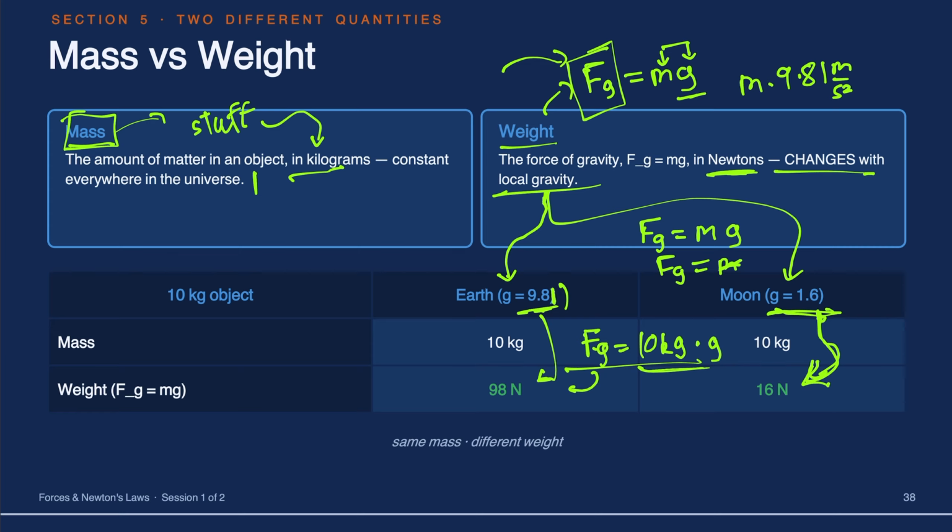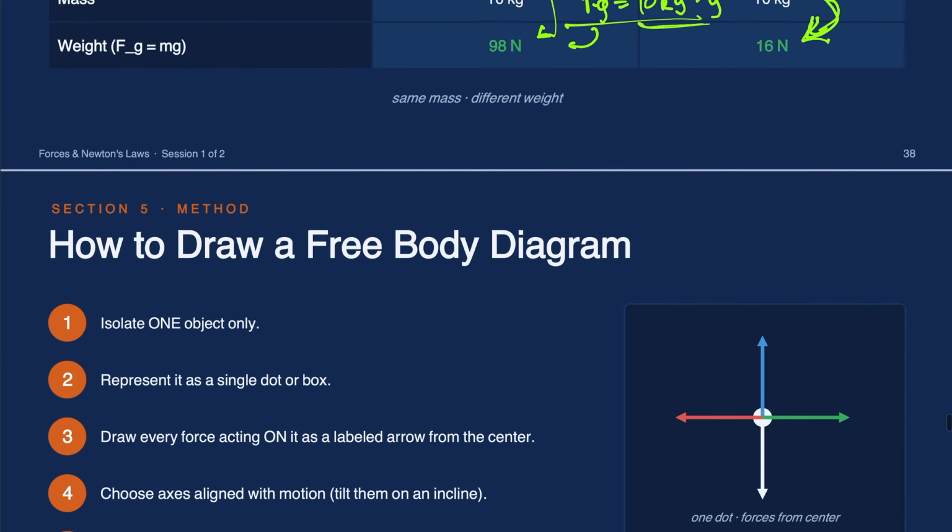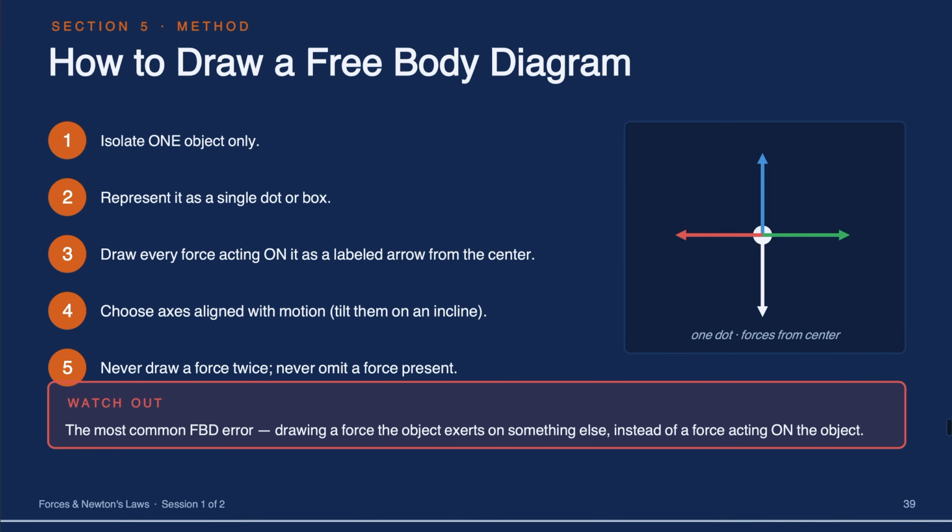So now let's move on to free body diagrams. Let's go over how to draw a free body diagram. Free body diagrams can only be drawn for one object. You can draw multiple, but each one has to be for one particular object. You have to represent it as a single dot or box. So the dot over here is the origin point. That's the object itself.